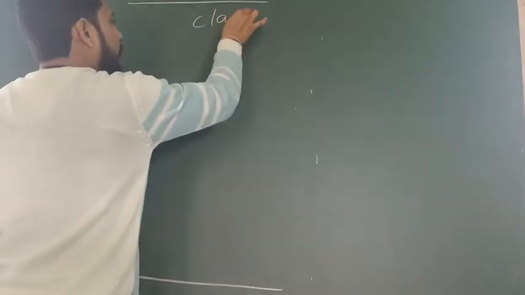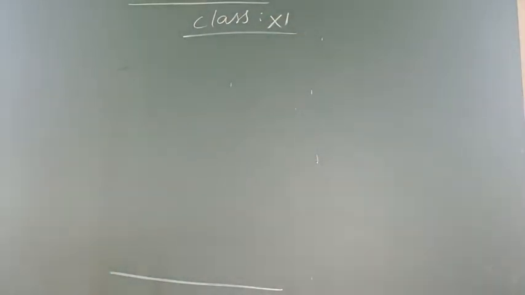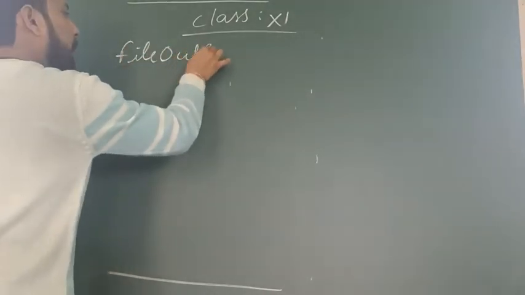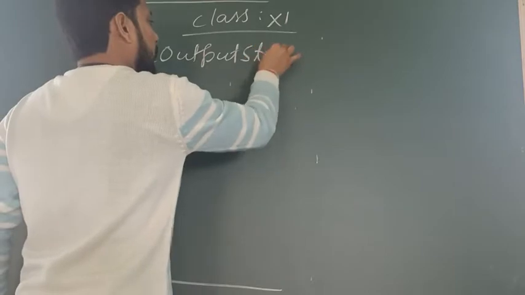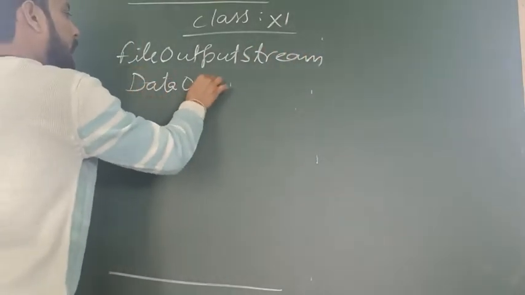Good morning, students. Today we are going to discuss our next topic, that is operation on a file, in which we have to write our data in our binary file. So in that we just need two file streams. One is the file output stream and another is the data output stream.